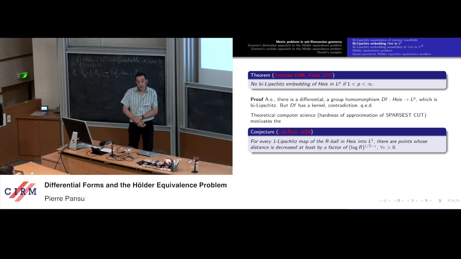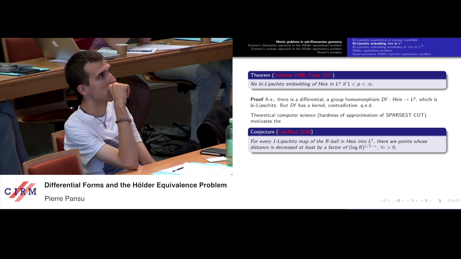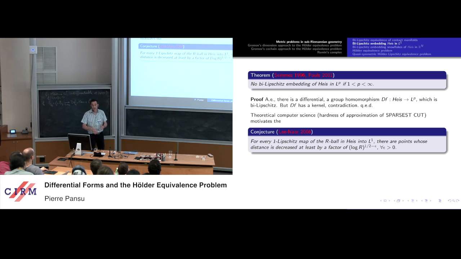No. There are people who want to know more. There are people who insist on understanding the case p equals 1. So why? I put only one sentence: theoretical computer science. There is a very beautiful story of how this issue of embedding the Heisenberg group in L1 enters computer science. I have no time to tell this beautiful but long story. But if someone wants to hear about it, I can explain later, after dinner or so. If you're curious, you're welcome.